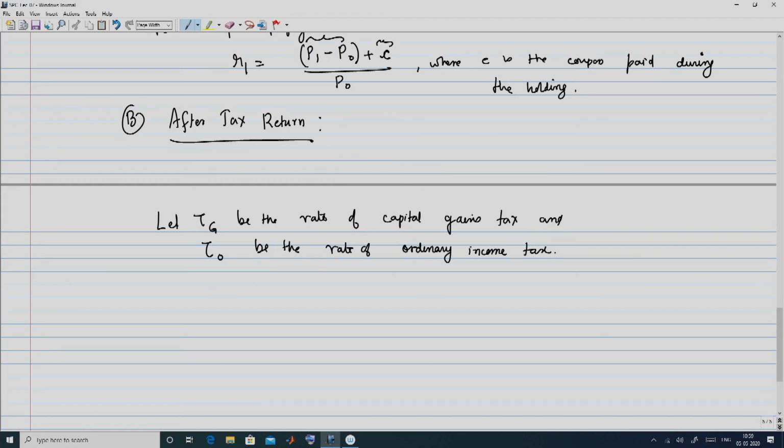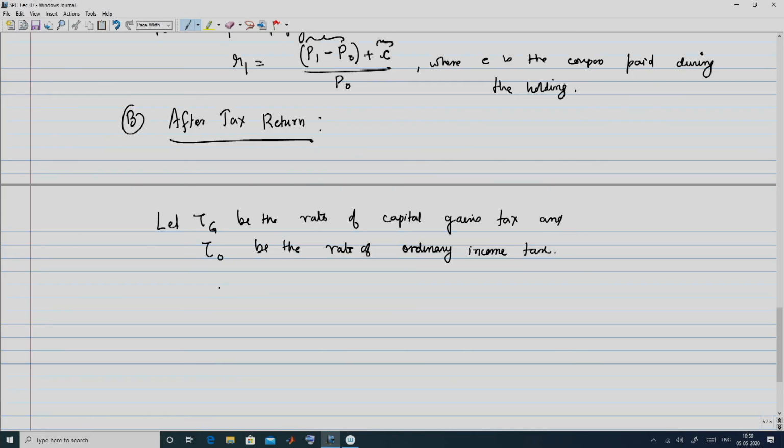So, capital gains in the context of this discussion is basically the difference in the amount of money that you get as a result of selling the asset. So, if you purchase this asset for P naught and sell the asset for P1, then your capital gains income is going to be the difference between the two, and this is taxable in many countries. And tau O is the rate of ordinary income tax. So, basically this is the tax rate that is applicable to your regular income, and dividends are considered as regular incomes.